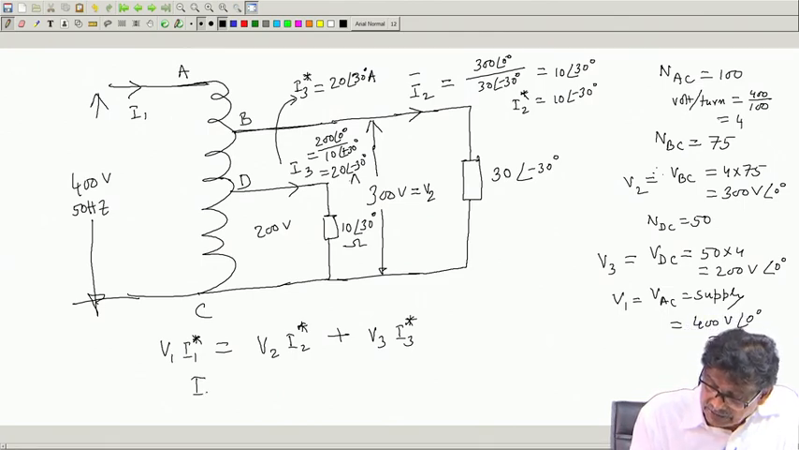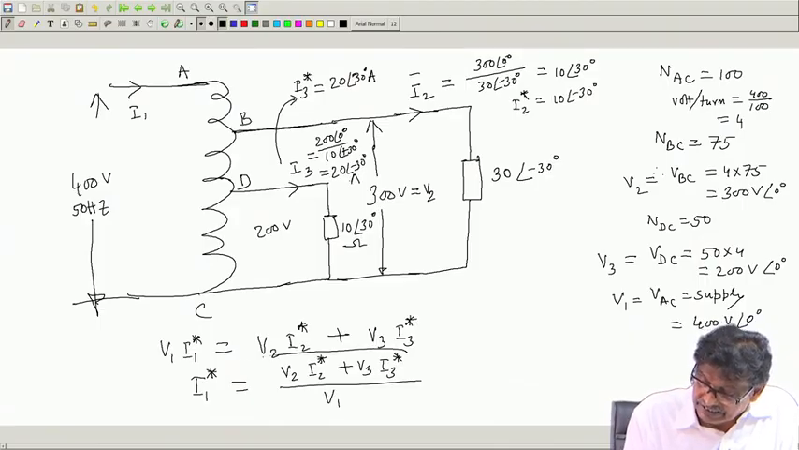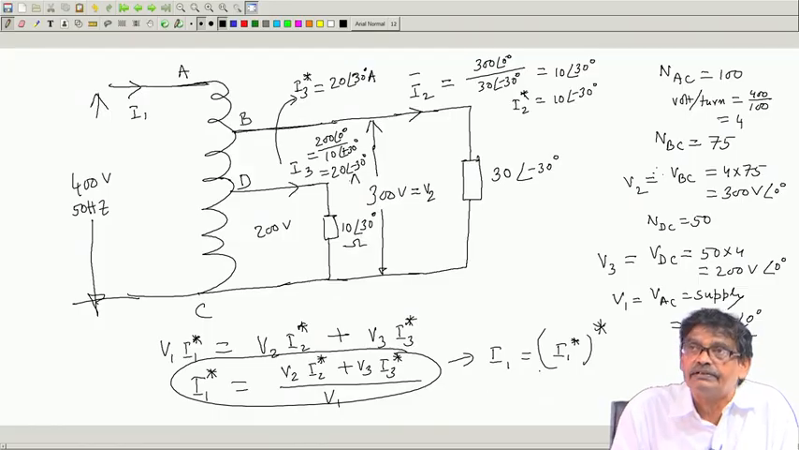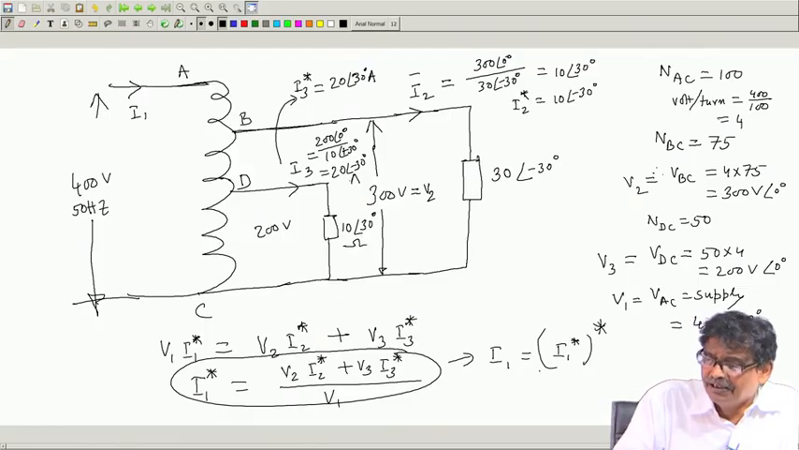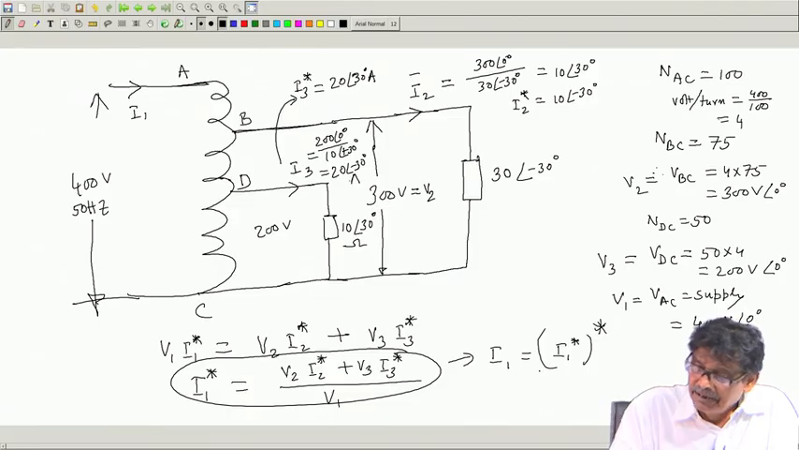Then you calculate I_1 star, which I am not going to calculate. Put the values, all are phasors, plus V_3 I_3 star divided by V_1. Of course, after getting this, I_1 will be equal to I_1 star star, another complex conjugate. Do not forget to take this complex conjugate. Anyway, this is how, no matter how many tappings you have taken, what different kinds of load you have connected, very easily it can be done.